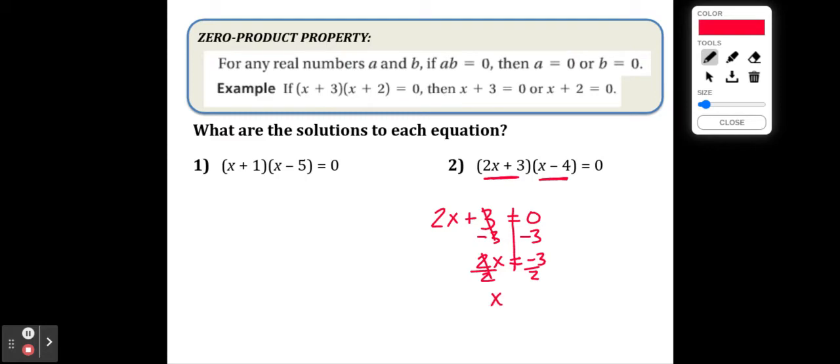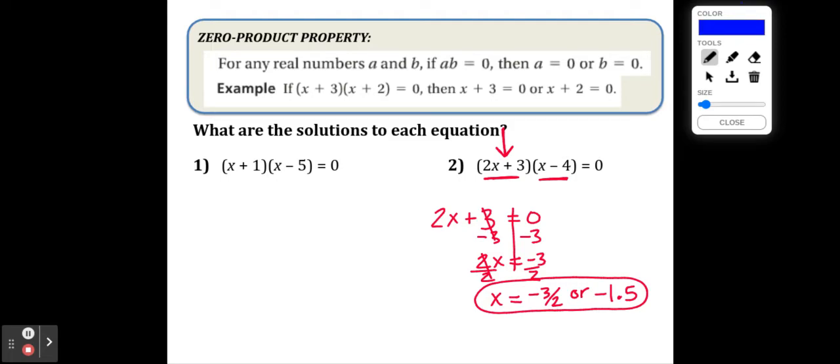Okay, so I get x equals -3 halves, or that could be written as -1.5. So that would be a solution for x. But is that the only solution for x? No, that's just the solution for if this quantity was actually equal to 0. Let's find the other solution.